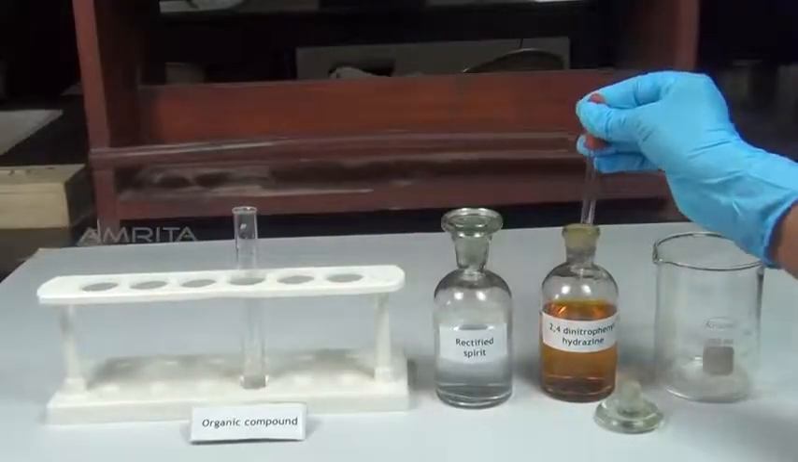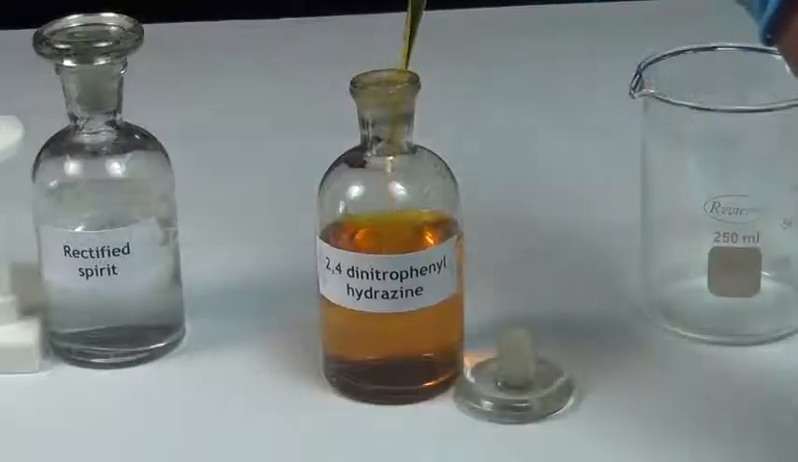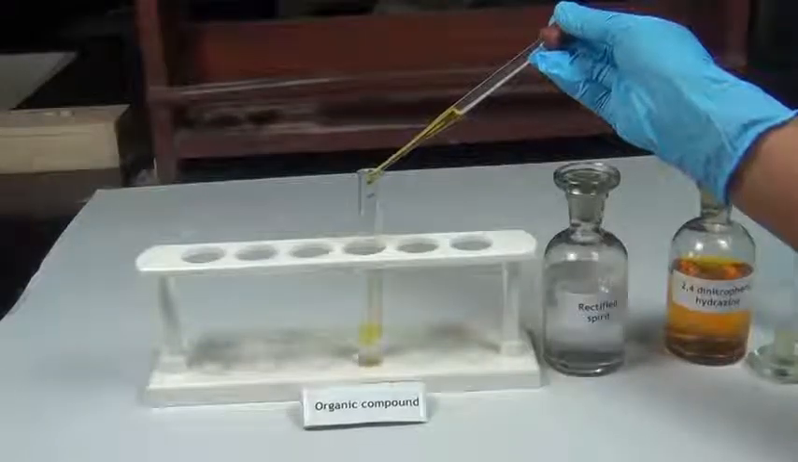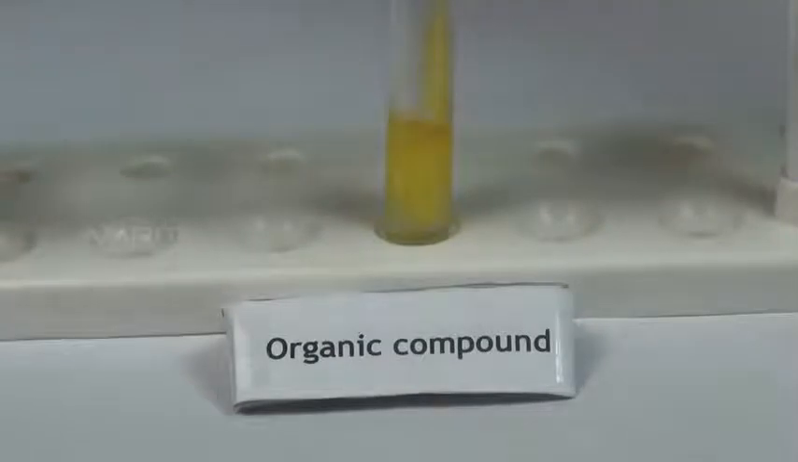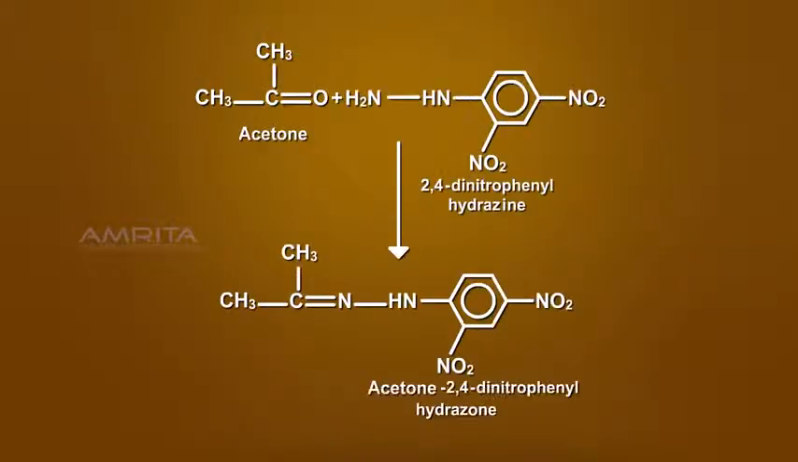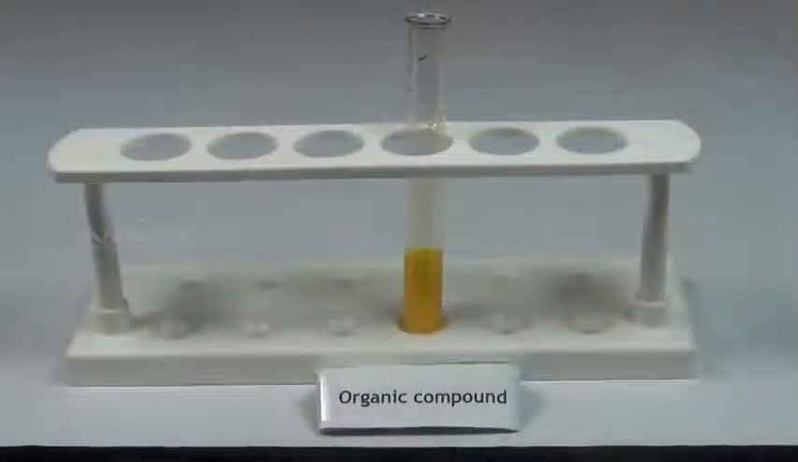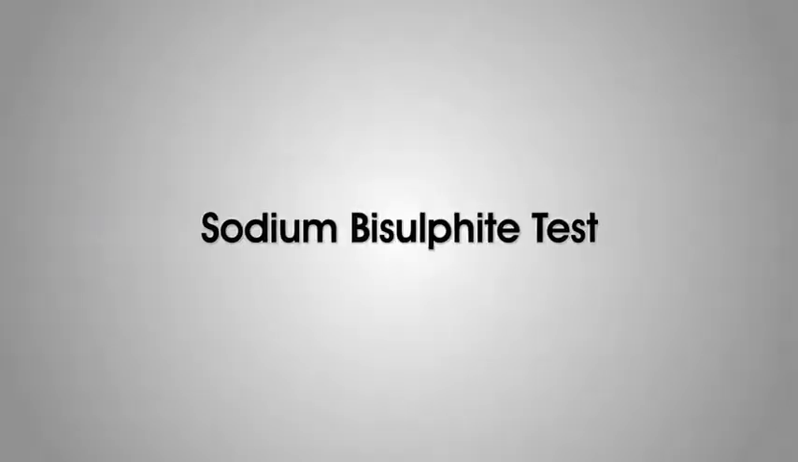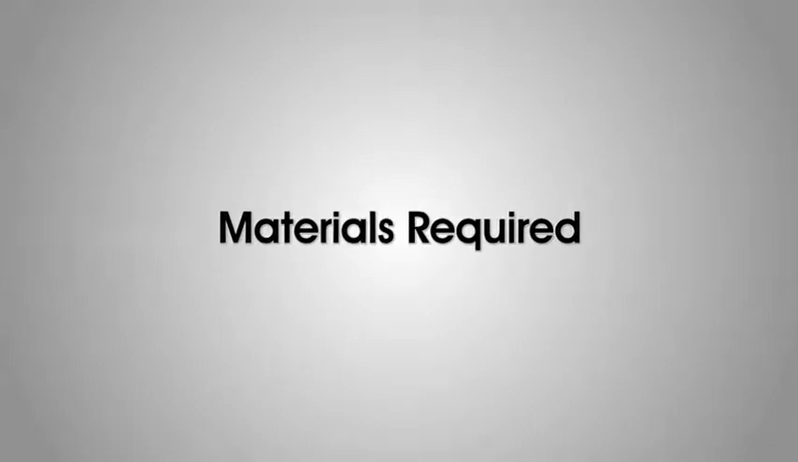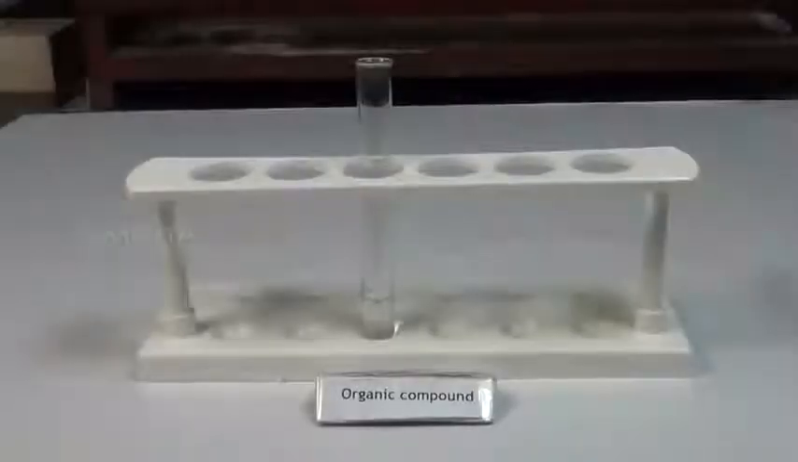Using another dropper, add a small quantity of 2,4-dinitrophenylhydrazine solution into the test tube. 2,4-dinitrophenylhydrazine reacts with the carbonyl group present in ketone to form a yellow or orange precipitate of 2,4-dinitrophenylhydrazone.